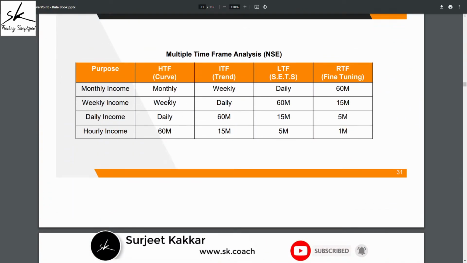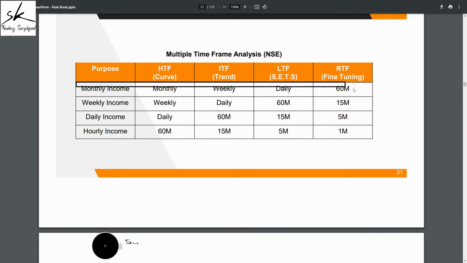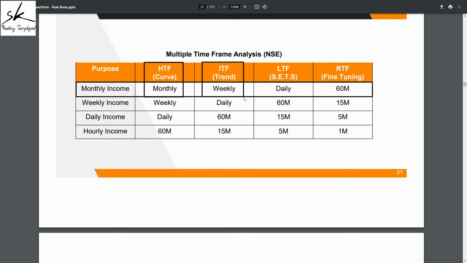Like in this example, I opted I want to plan monthly income trades. So my time frames as a monthly income trader will be monthly, weekly, daily, and 60. Monthly will be the higher time frame used for curve analysis. Weekly will be the intermediate used for trend analysis. Lower time frame will be daily. That is where we get our ACTS from. ACTS stands for stop loss, entry, target, and size.